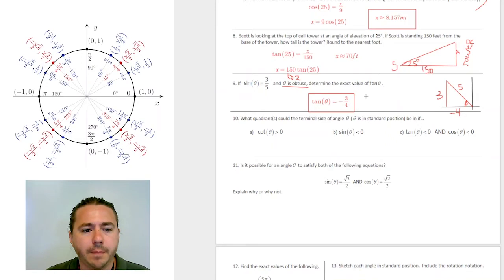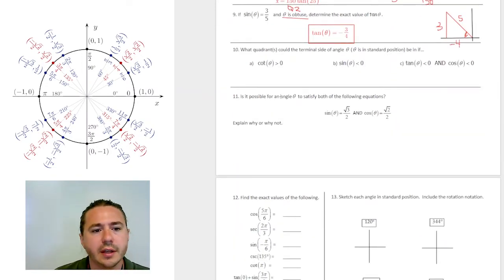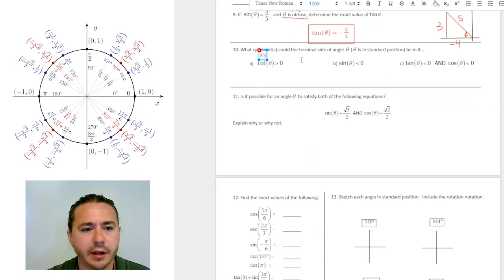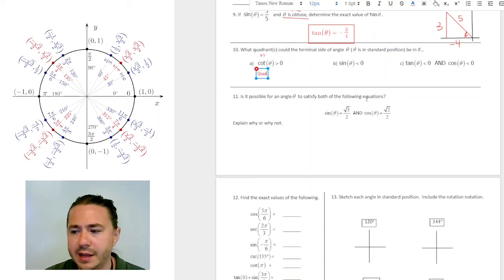Okay, number 10. This is where it starts getting tricky, and this is just going to kind of guide you through it. It says, what quadrants could the terminal side of angle theta be in, given these conditions? So if cotangent is positive, cotangent, if you recall, is x divided by y. And in order for that to be positive, either both of these have to be positive or both of them have to be negative. So they're both positive in quadrant 1, and they're both negative in quadrant 3.